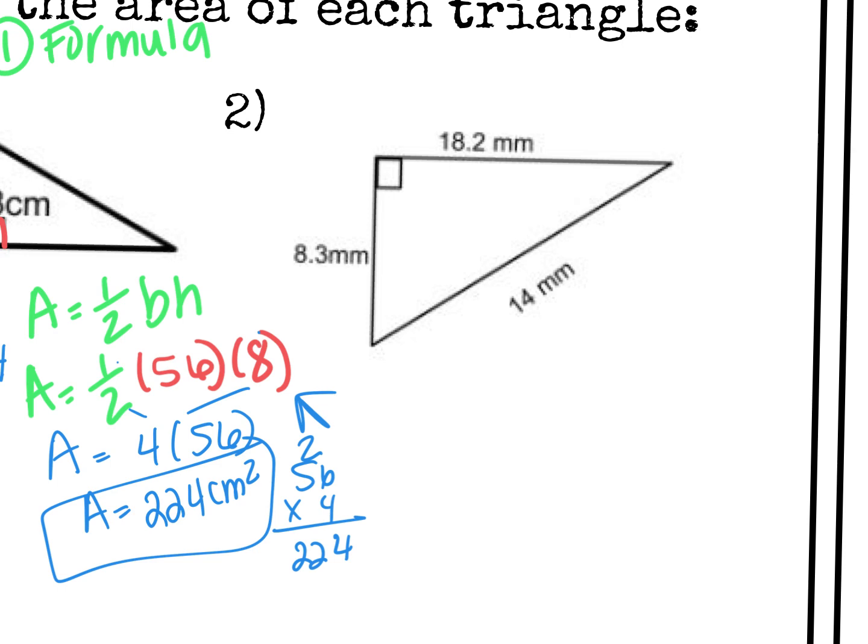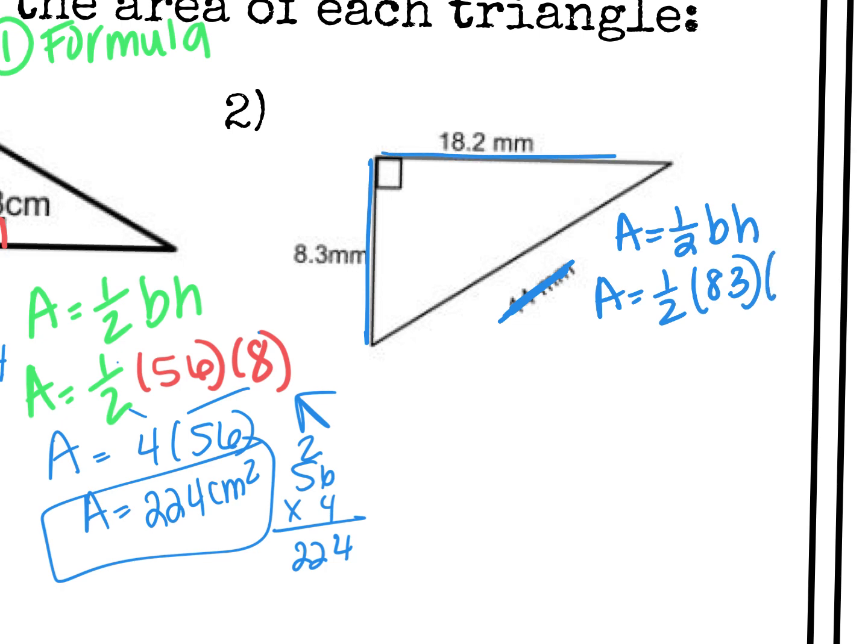There's 3 numbers again, and I'm going to go ahead and cross out the one that I don't need. I do not need that one. I call that the slant height, okay? So area equals half base times height. Area equals half. Can't get rid of that yet. My base, I'm going to use this one right there, and that's 8.3. And my height is 18.2.